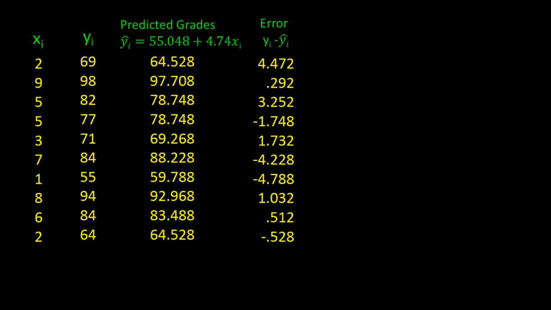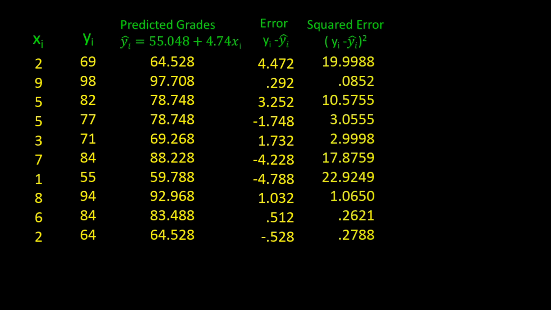Now the next column is the squared error, so it's the previous column squared, and we get all these numbers just by squaring the previous column. So 19.9988 is 4.472 squared.